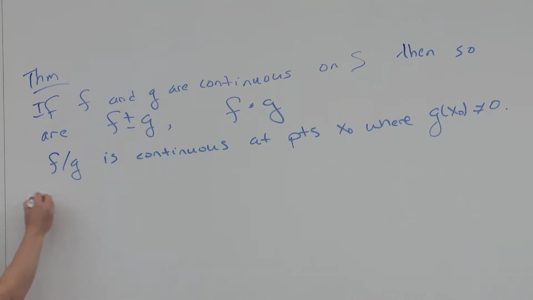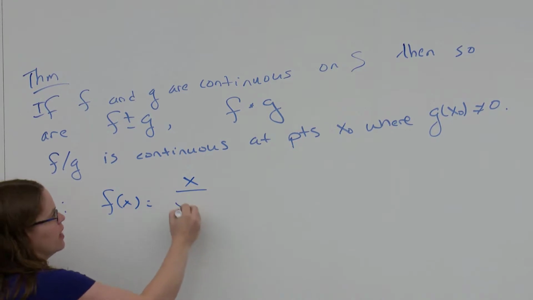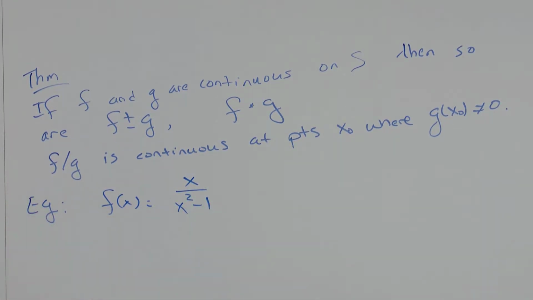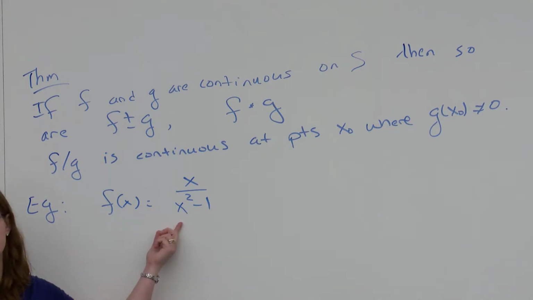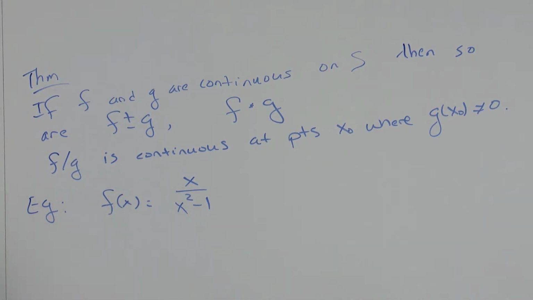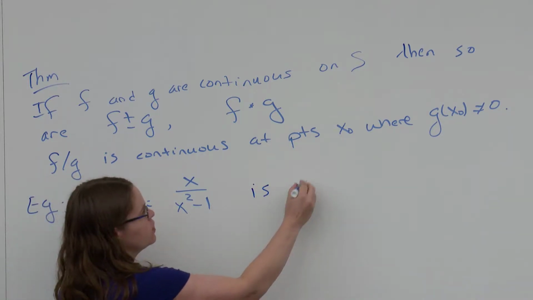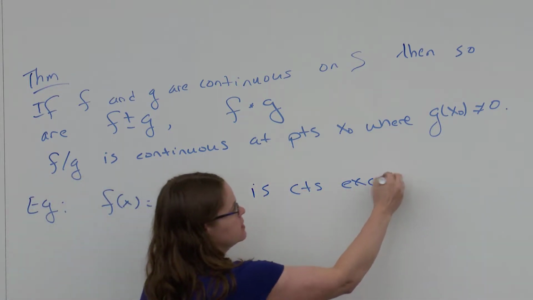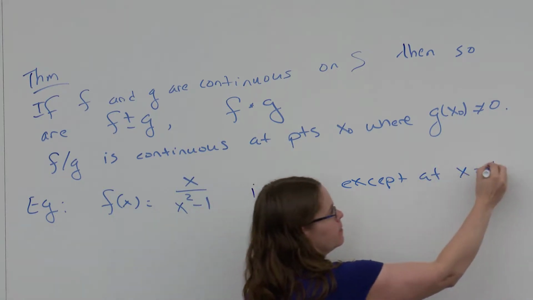As a quick example, we could take something like x over x squared minus 1. We've taken continuous functions and combined them in different ways. Here, x squared is x times x, that's multiplication. We have subtraction, and division of continuous functions. So this is continuous as long as we don't end up with a 0 in the denominator. So this is continuous except at plus or minus 1.